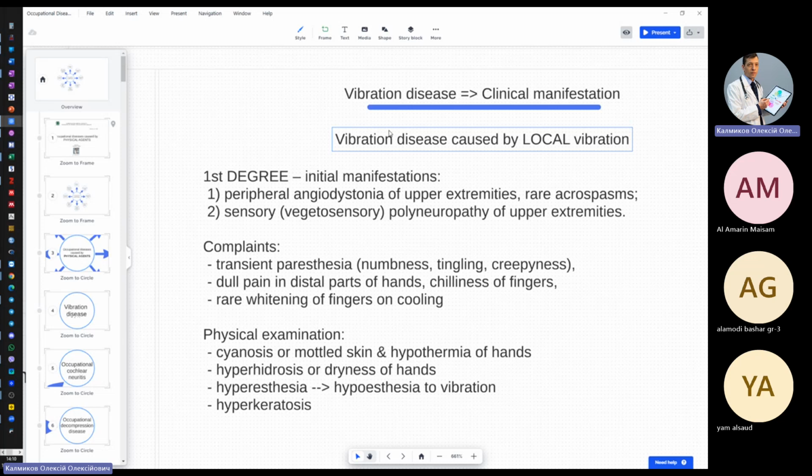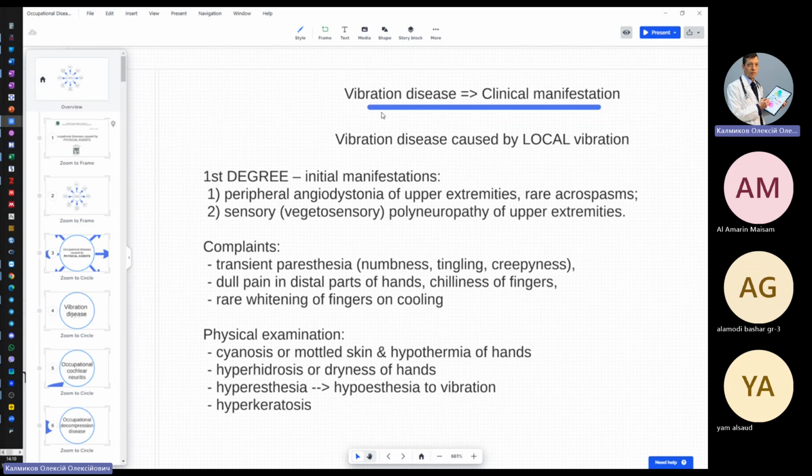Complaints include transient paresthesia, numbness, tingling, creepiness, etc., with episodes of dull pain in distal parts of the hands, especially on the distal phalanx, chilliness of fingers, then rare episodes of wetting of fingers on cooling, or, as we have discussed, on physical exertion and mental stress. They also may precipitate the development of this acrospasm.